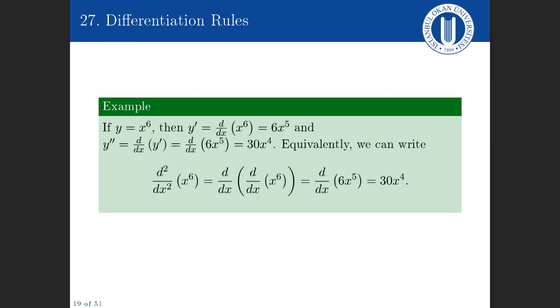Or we could write this calculation in one line. Two derivatives of x to the power 6 is the derivative of the derivative of x to the power 6, that's the derivative of 6x to the power 5, or 30x to the power 4.